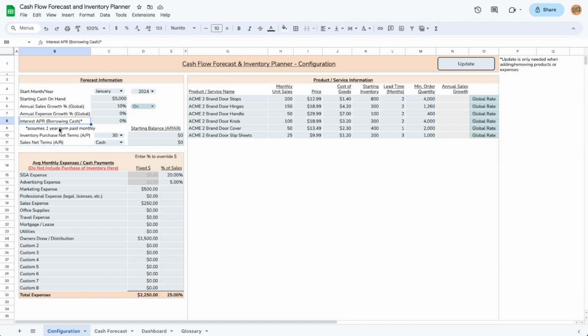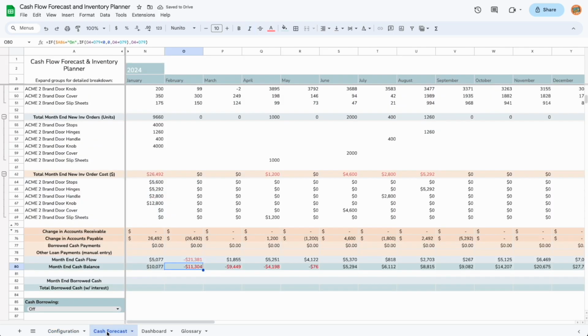You see here we have a cell called interest APR, that's your annual percentage rate, and we're going to assume that we're going to take out a 1-year loan paid monthly at a 12% APR. Now, if we go to our cash forecast, we can see that in the month of February, we have a negative month-end cash balance, and in reality, we would need to borrow that much money at a minimum in order to cover our expenses.